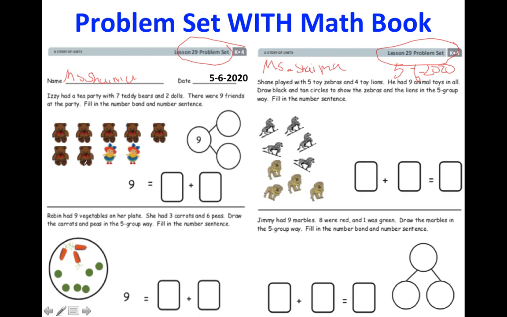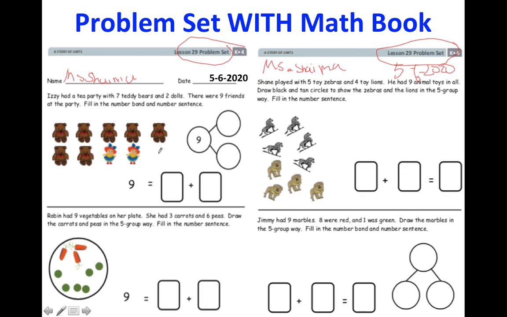So let me read the problem again. It says, Izzy had a tea party with 7 teddy bears. As you can see, the 7 teddy bears. I have 5 in a group and 2 extra on the next line. And 2 dolls. Right here are the 2 dolls. There were 9 friends at the party. So that means all together, Izzy had 9 of his toy friends at the tea party.